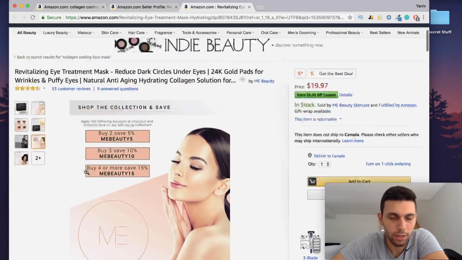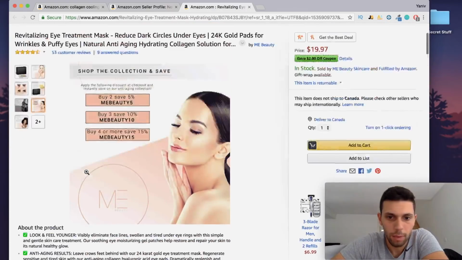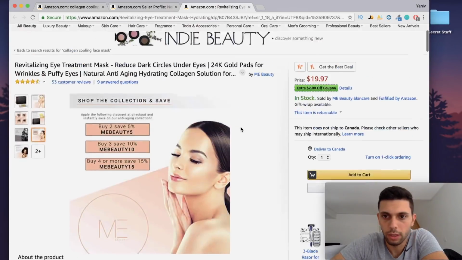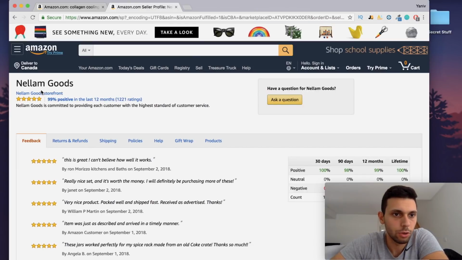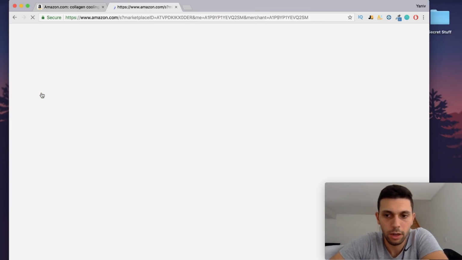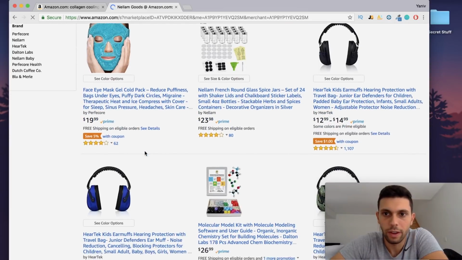And what I noticed is that the ROI isn't really high. This guy's been selling for a little while now. He's making good money. So it depends. I think the profits are just pretty low. Let's go to the storefront here. That was from the last product storefront, and let's see if we can find anything cool here.